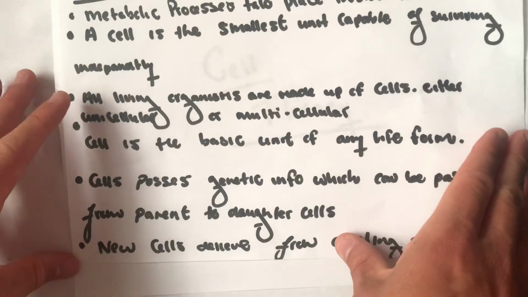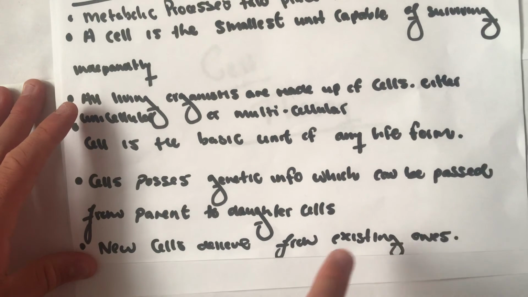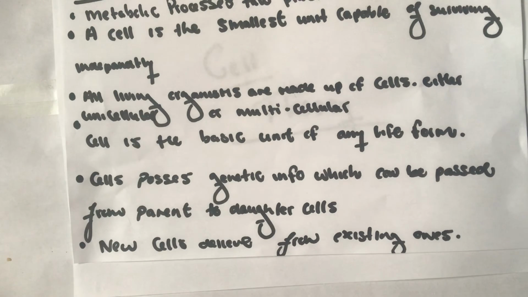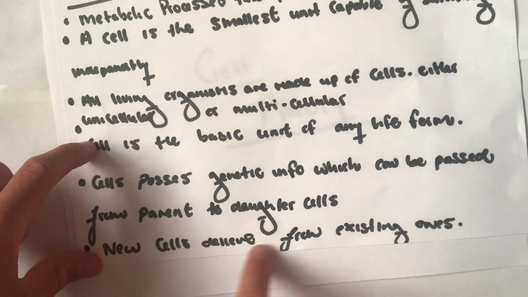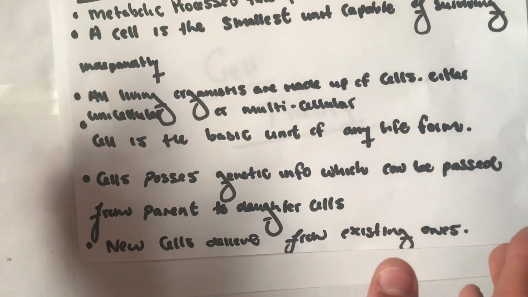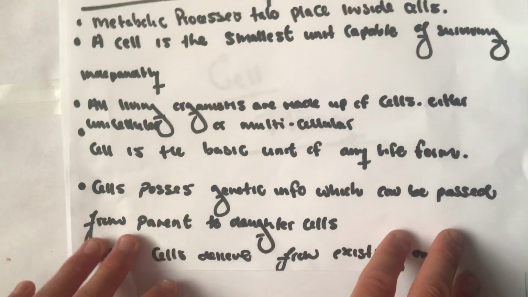And finally, the new cells derive from existing ones. As I said before, cells divide and replicate by a process of mitosis that produces genetically identical diploid daughter cells, and these cells derive from existing cells. So this word derive just means come from. So new cells come from existing ones. So existing cells that already are in the body can replicate and produce new ones.